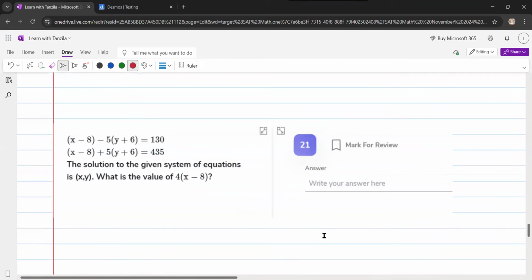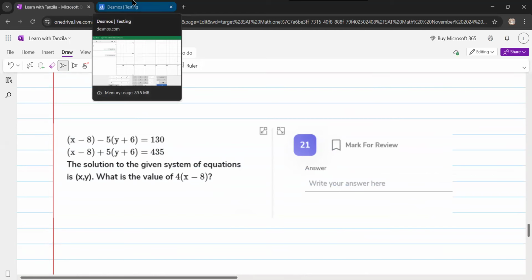Question 21. Guys, directly do it in Desmos. What is there to do? So x minus 8.